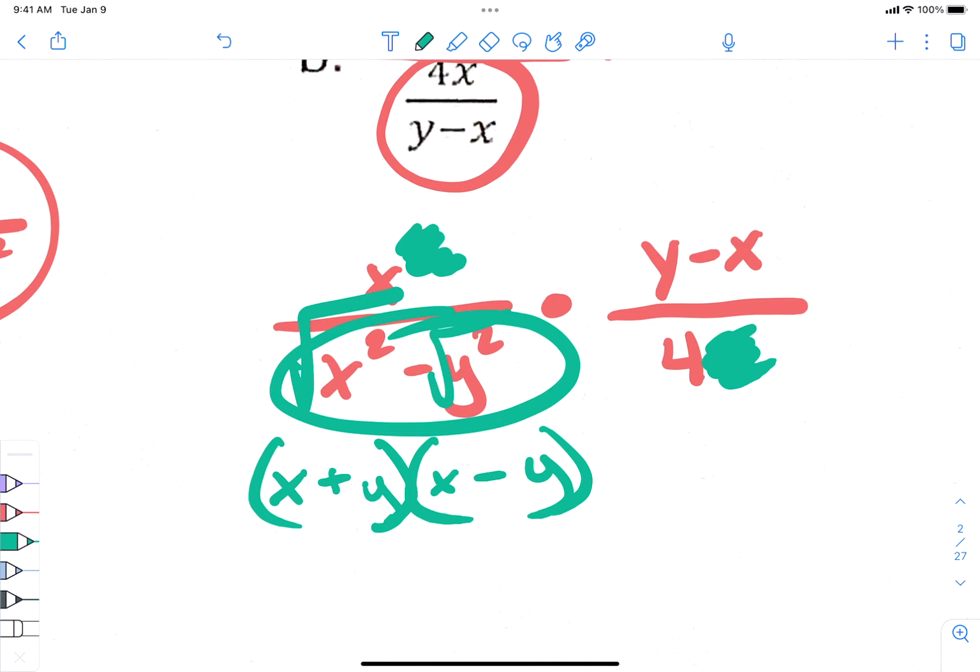But you can take a negative 1 out, right? If we take a negative 1 out, it switches the signs of all of those, right? So that y becomes negative y. The x becomes plus x, right?